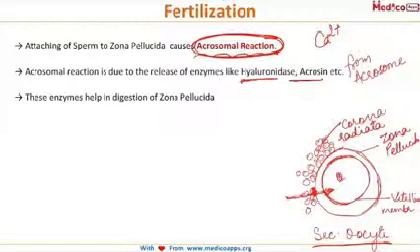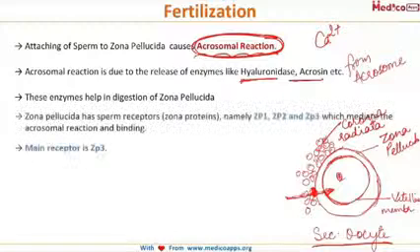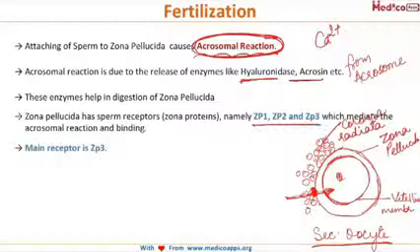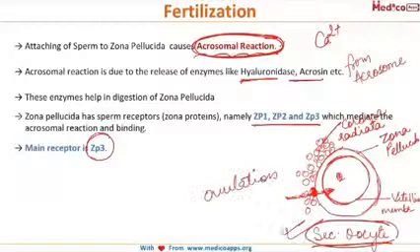Now, this binding of the sperms to the zona pellucida and the acrosomal reaction, all this is mediated by the sperm receptors present on the zona pellucida, which are also called zona proteins, named ZP1, ZP2 and ZP3. And among these, ZP3 is the main receptor mediating the acrosomal reaction. Now, I am always talking of the secondary oocyte here because remember, this is the stage in which the ovulation occurs. Now, here I give you a brief idea about the structure of the secondary oocyte.